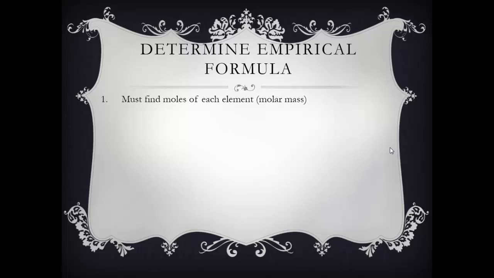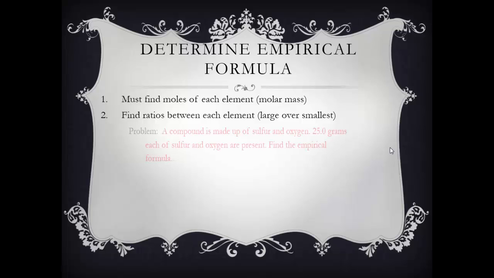Alright, to determine the empirical formula, first step is you gotta find the moles of each element, not the mass. You'd be given mass or percent, and you have to use the molar mass to convert to moles. Step 2 is to find the ratios between each element. So you always do the ratio of large over small, and that will give you a ratio.